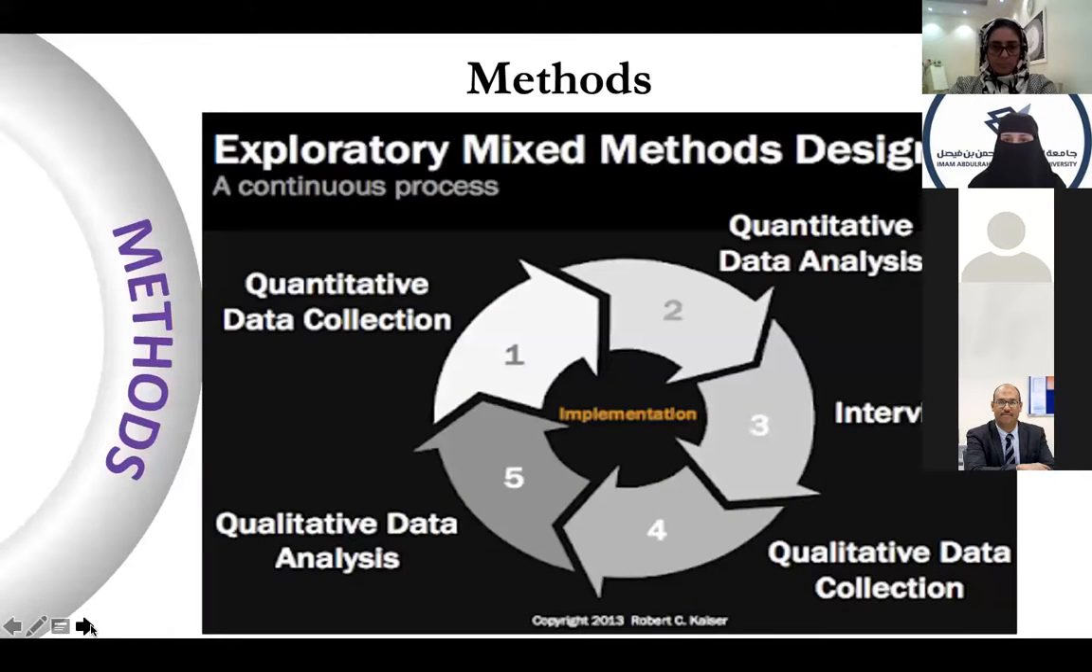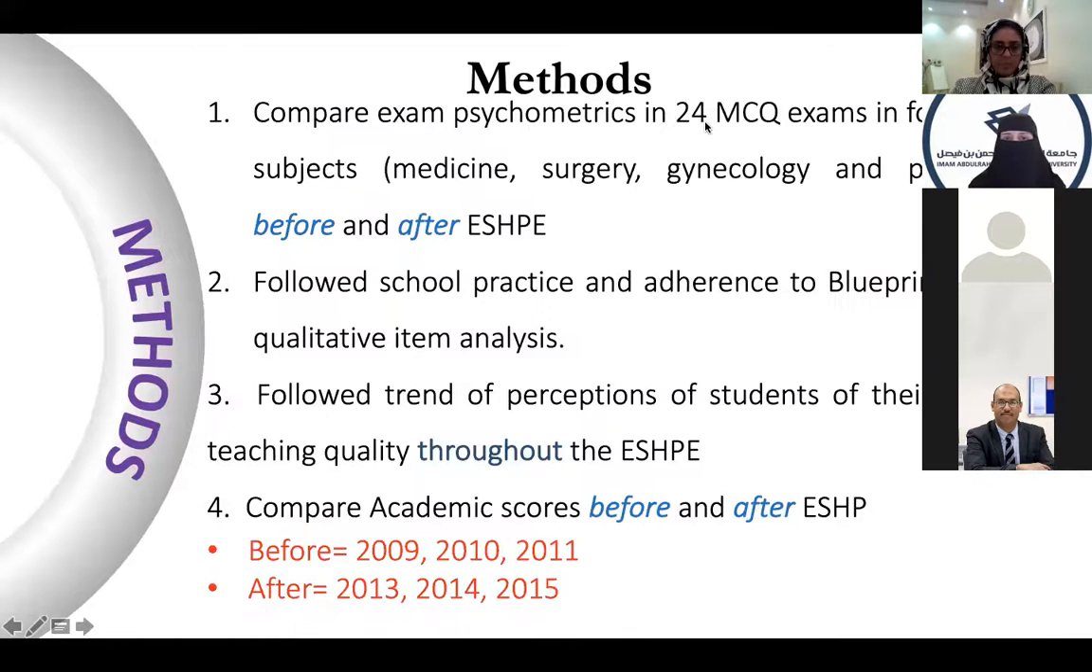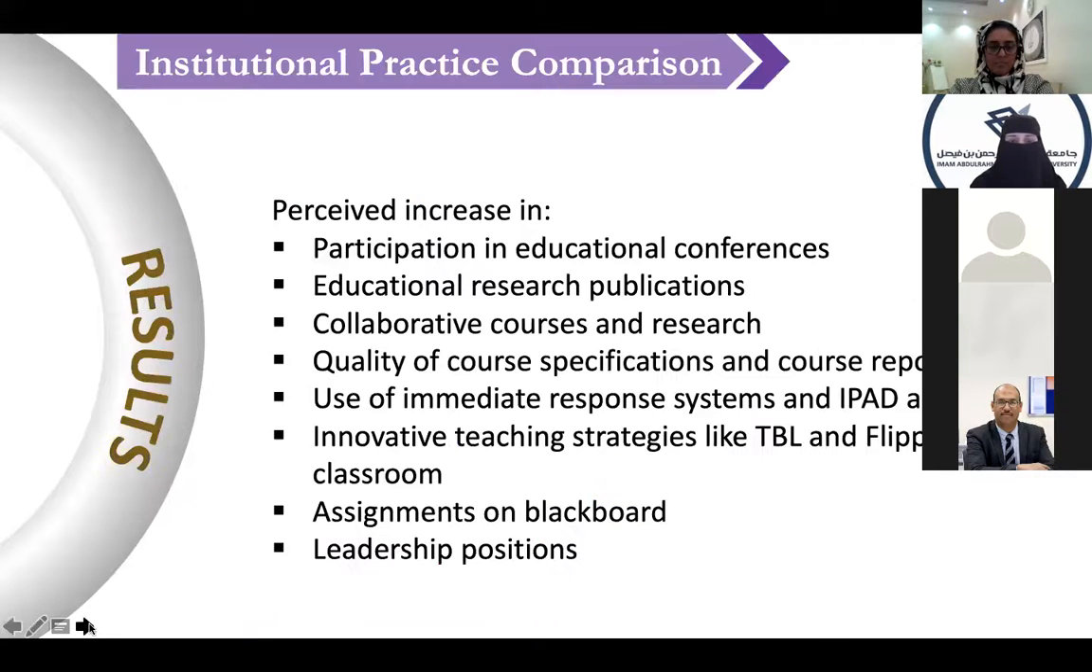So we used a mixed methods design, and we showed that the psychometrics of exams were better from before and after the HPE. We showed that the school practices have changed, like blueprinting, and I'll show you what school practice I'm talking about. And we showed that the course evaluation surveys or the perceptions of students of their learning has improved. And then finally, we showed that the academic scores have improved. The only thing I didn't have access to was the SMLE scores, which was in the plan, but we didn't have enough data.